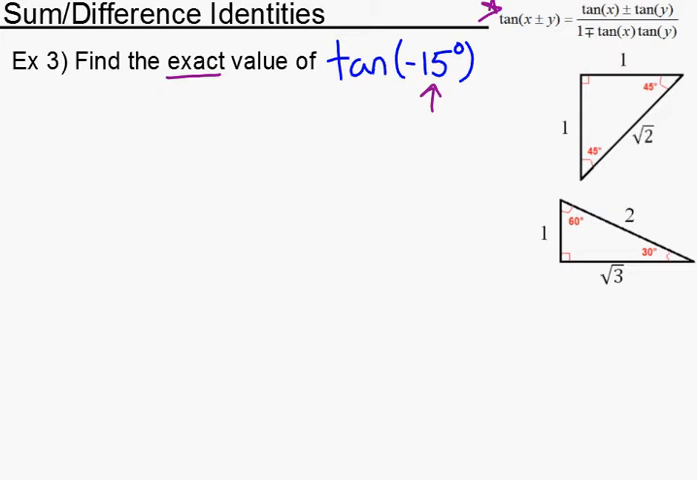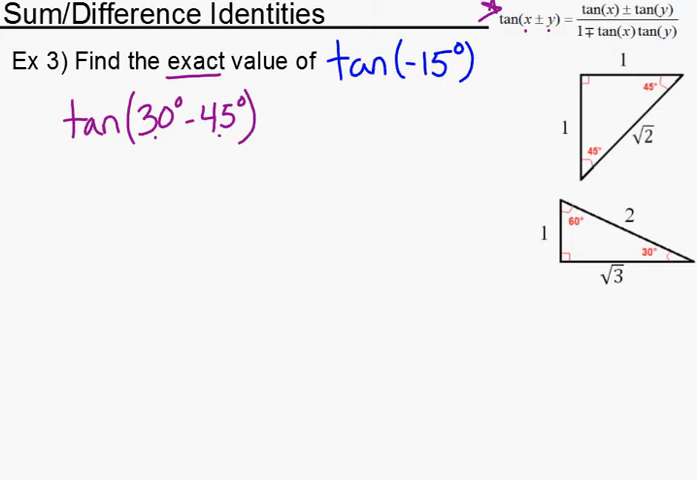I have tangent of negative 15. Now I could use even or odd identities in order to take that negative sign and do something with it, depending if it's even or odd, but I just want to complete the whole problem with the negative 15 in there. So the key is to write negative 15 as a sum or difference of two special angles. So in this case, I'm going to write it as 30 minus 45. So my first value is 30, my second value is 45, so x in this case is 30, y is 45. So I just set up the formula and I work through.